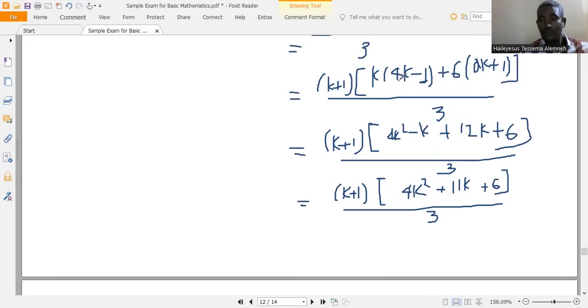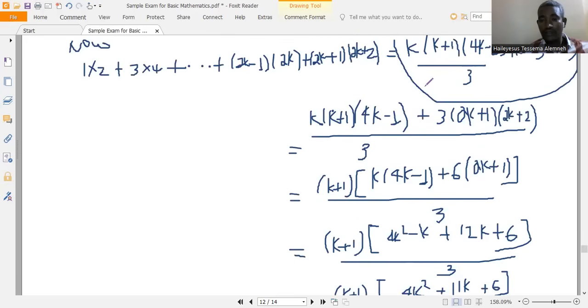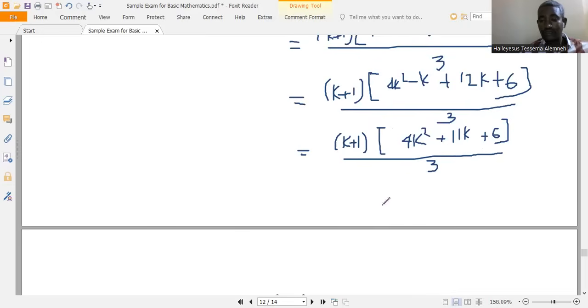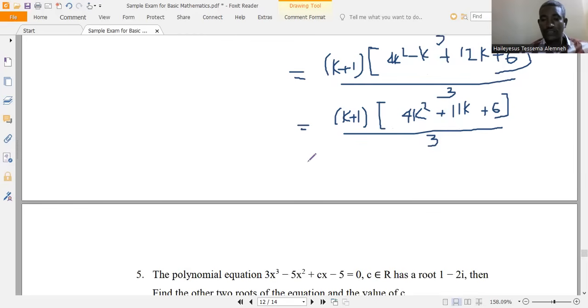So it is 4k, which is 12k, which is 4k times k minus k. When we are multiplying the two numbers, their sum is 11 and the product is 24. There are two numbers that give 24 when multiplied and 11 when added, for example 8 and 3.